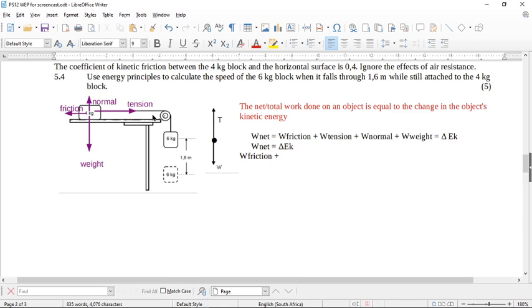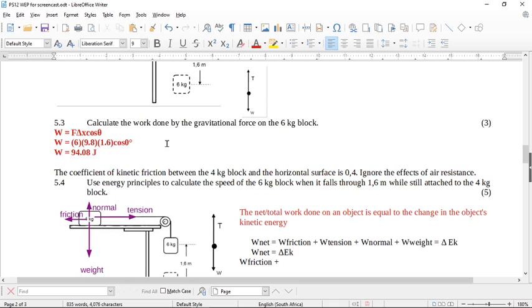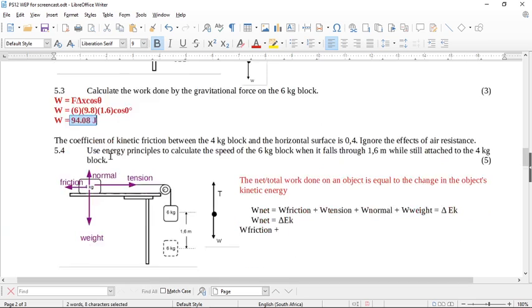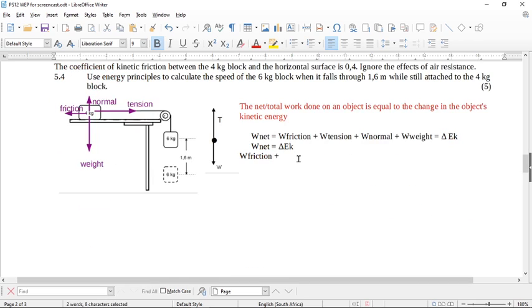I'm not explaining this very coherently, but that's how it works: the work done by the tension is equal to the work done by gravity, but it's in the other direction. So this value here, 94,08, is the work done by the tension, and we can just insert it in here.